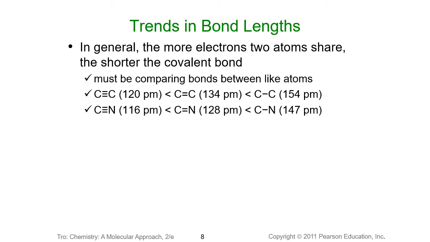This is when we're comparing bonds between like atoms. We can compare carbon-carbon triple, single, and double. We can compare carbon-nitrogen triple, single, and double. And that triple bond is going to be shorter. It is also going to be stronger because of the attraction of those electrons to the positive nuclei.